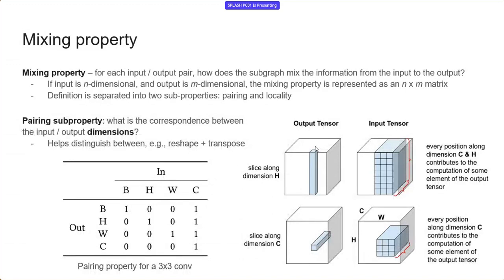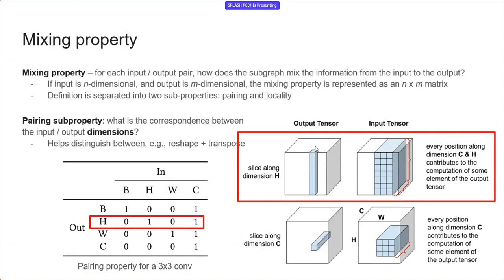Okay, so we're going to separate it into 2 subproperties. The first one is the pairing subproperty, and this is going to give us coarse-grained information about the correspondence between input and output dimensions. This is the one that's going to help us understand how the transpose twists its input, for instance. On the left here, this highlighted row is the height of the output. To compute this, we take a slice of the output tensor on the height dimension, and then look at its pre-image in the input tensor. When I say pre-image, I mean that when you compute this slice in the output tensor, you need to access these elements in the input tensor.